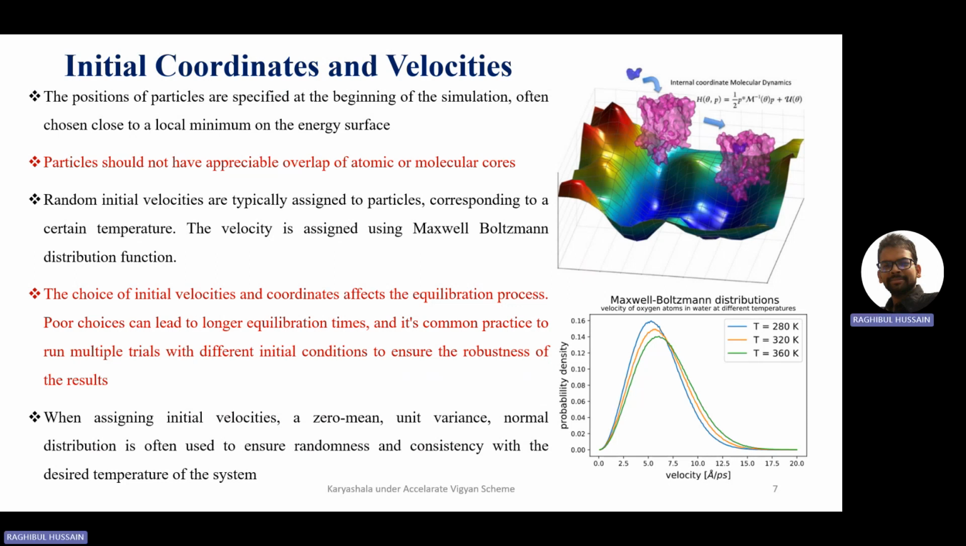So whatever the choice of initial velocity and coordinates, that will affect the equilibration process. Now, when assigning the initial velocity, a zero-mean unit-variance normal distribution is used to ensure randomness and consistency. Again, if you use your own Fortran codes, you have to do it. But nowadays, people generate it with the software. So this is essentially meaningless.